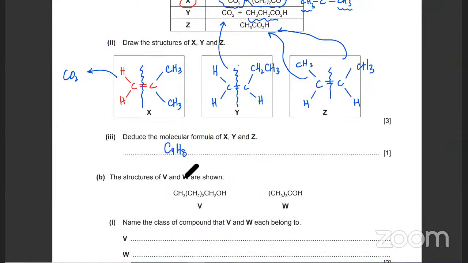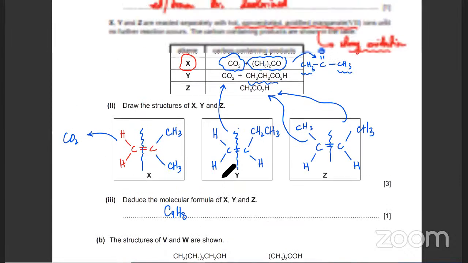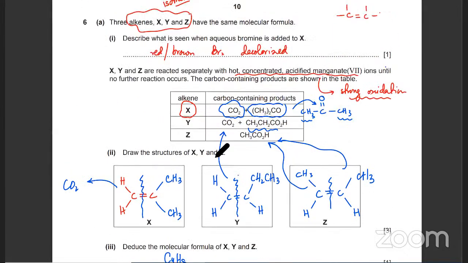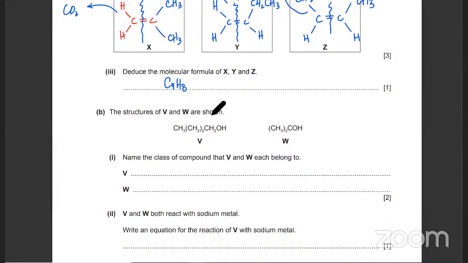The structures of V and W are shown. What is V and W? I think it's not linked to this, so it's a completely different question. So name the class of compounds that V and W belong to. So they're obviously alcohols. Both of them are alcohols, but what type of alcohol is this one? And what type of alcohol is this one?